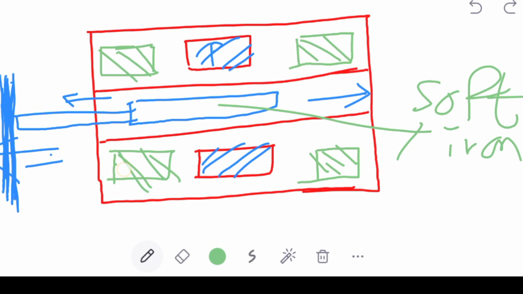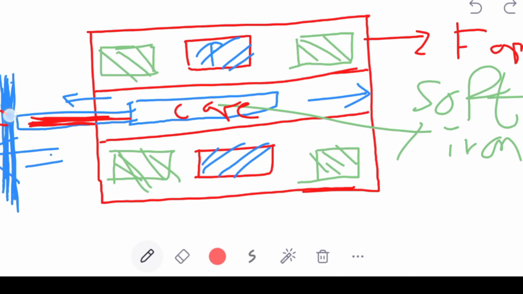This is a former, an aluminum former, and a soft iron core. It is a moving core. This is an arm, and the arm is connected to the object whose displacement is to be measured. Wherever we want to measure displacement, we can measure any small displacement easily.